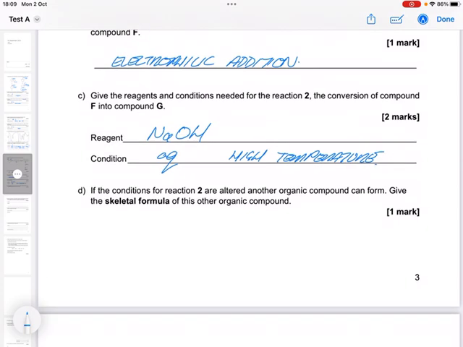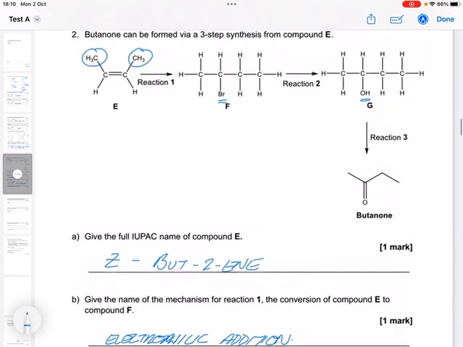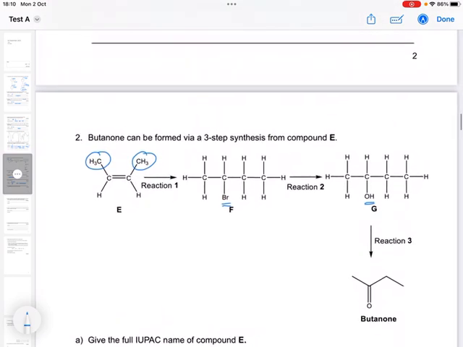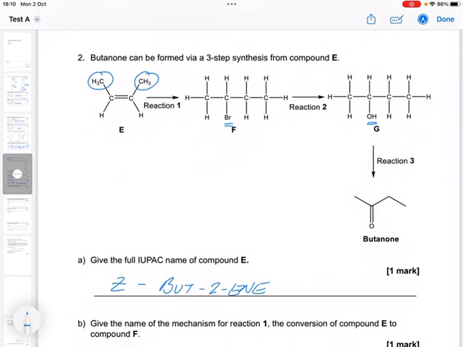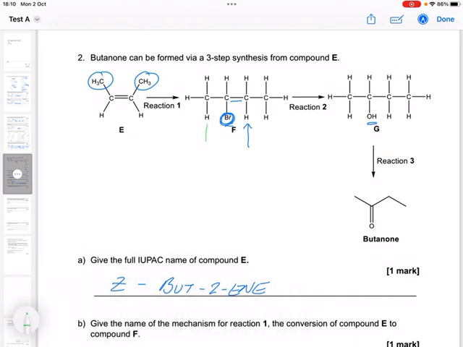Okay. Part D, if the conditions for reaction 2 are altered, another organic compound can form. Give the skeletal formula of the other organic compounds. This is the one that I was on about. So if I remove this from here, with ethanolic conditions, it will remove either a hydrogen from here to form a double bond there, or it will remove this hydrogen here, which will form the double bond here.